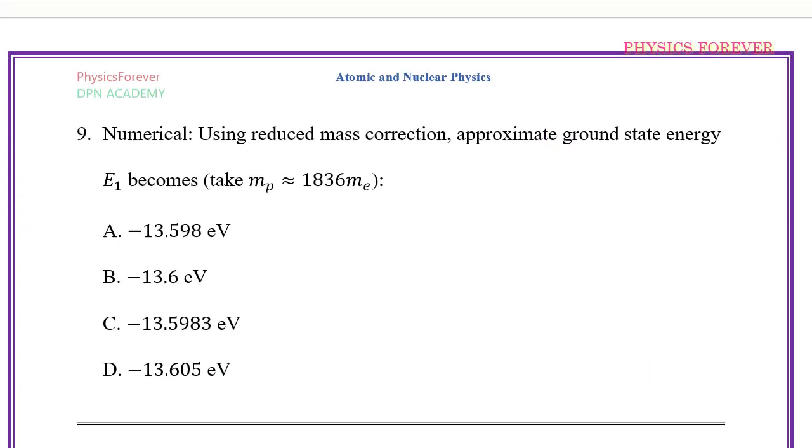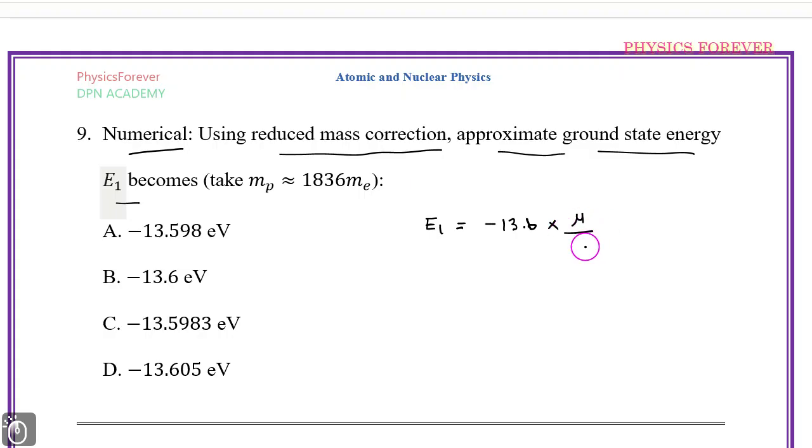Based on that, here is a numerical problem: using the reduced mass correction, find the approximate ground state energy E1. The mass of the proton is given. Try it yourself, I will give you the formula. E1 is equal to minus 13.6 into mu by mass of the electron. Just find mu, substitute, and you will get the ground state energy. Then tell me the answer.